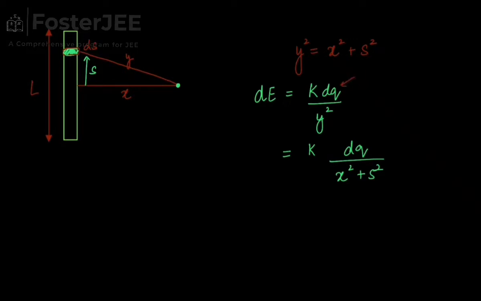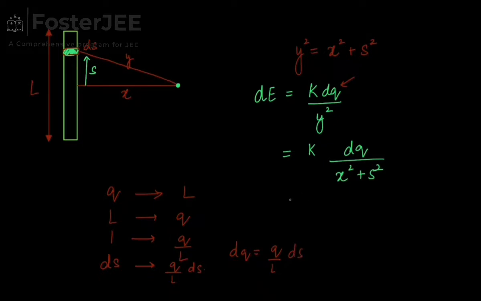Coming to the charge dq, we are given that q is distributed over L length. Hence, L length contains q charge, 1 length would contain q upon L charge, and hence ds length would contain q by L into ds charge. Hence, the value of dq is q upon L ds. Substituting, we get dE as k q by L ds upon x square plus s square. Let's call this our first equation.